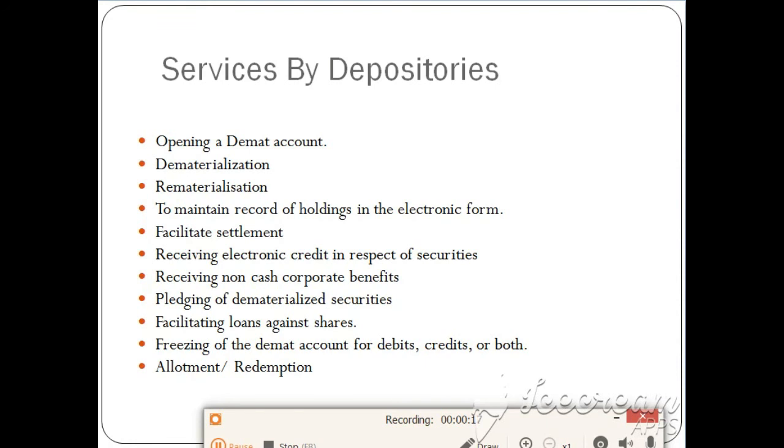The investor opens a Demat account with the depository to avail the services of dematerialization and rematerialization of securities. Here, dematerialization is converting physical securities into electronic form, and rematerialization is converting electronic securities into physical form.